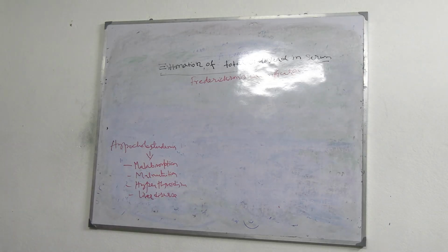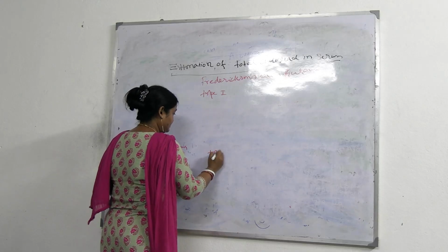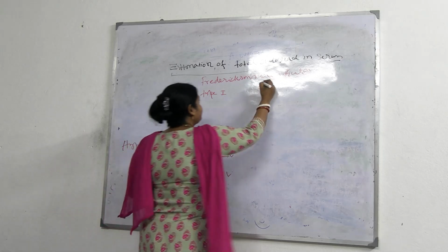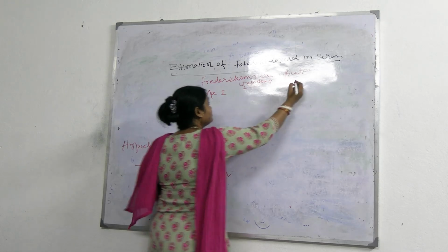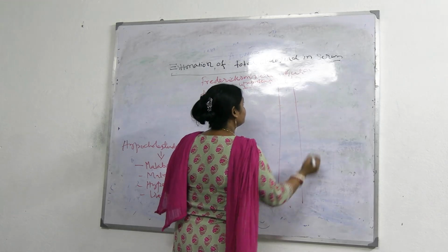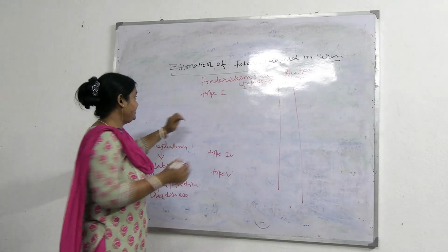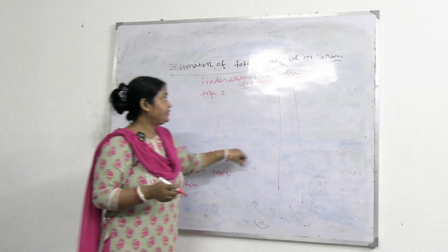Fredrickson classification for all the lipoprotein and hypercholesterolemia. There are some types. First I am telling types 1, 4 and 5. There will be an increase of triglyceride level.